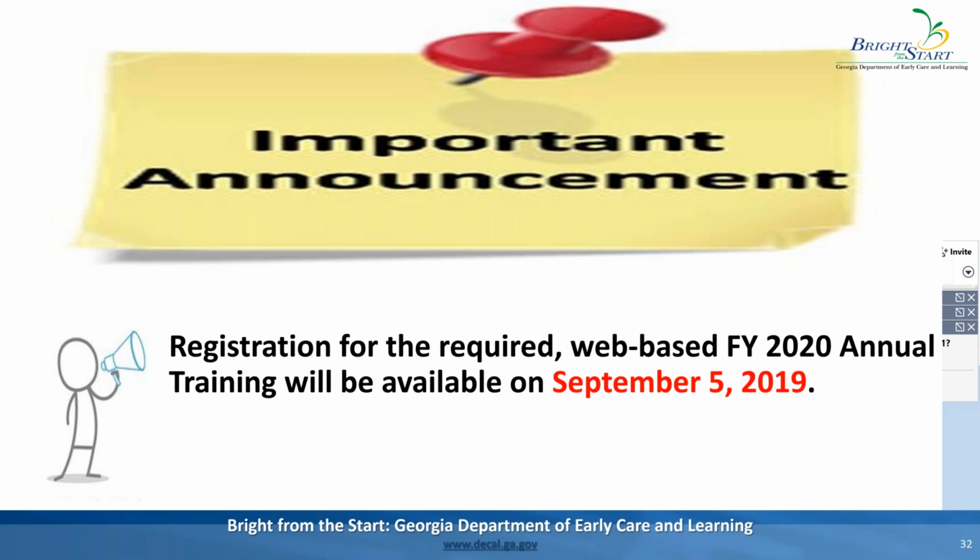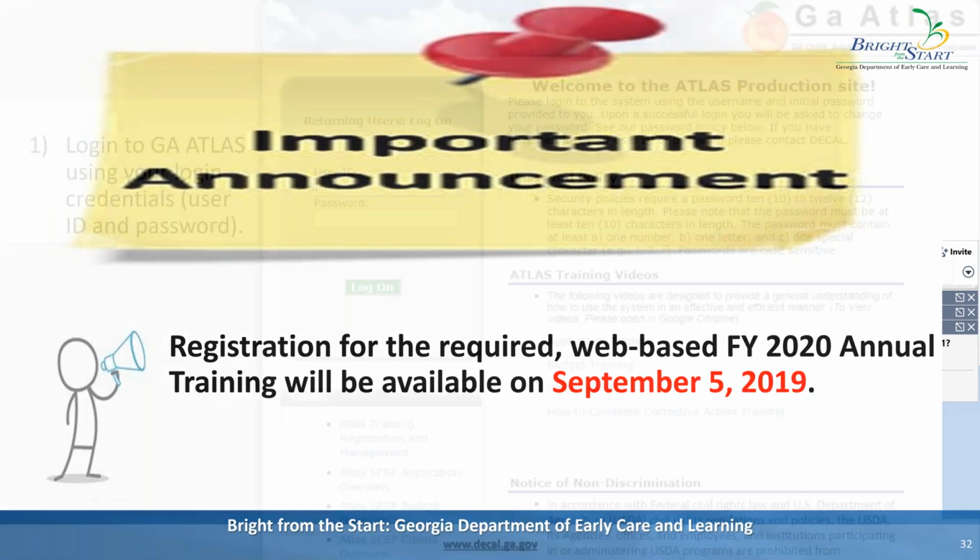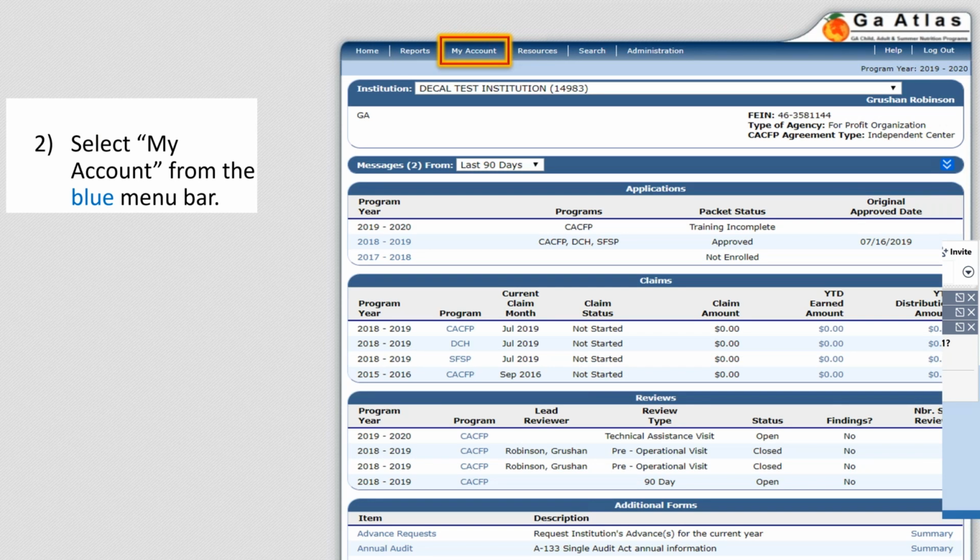First, the program contact, the PC, will log into Georgia Atlas using their login credentials. You're going to select My Account from the blue menu bar, okay, on the dashboard screen. This is only if you need to, okay, if you're not already set up, okay.